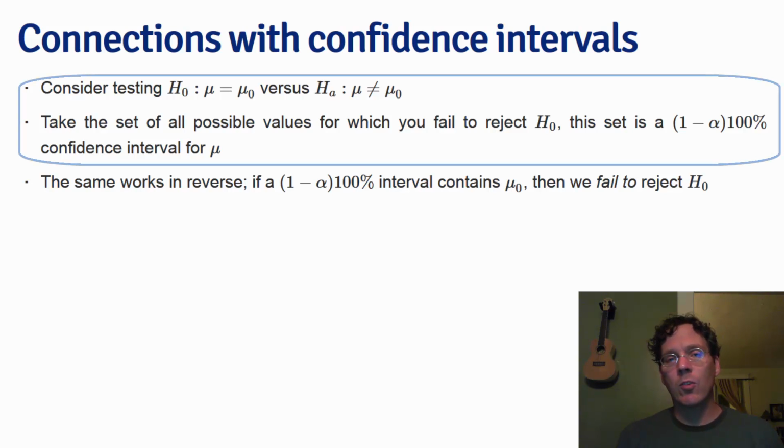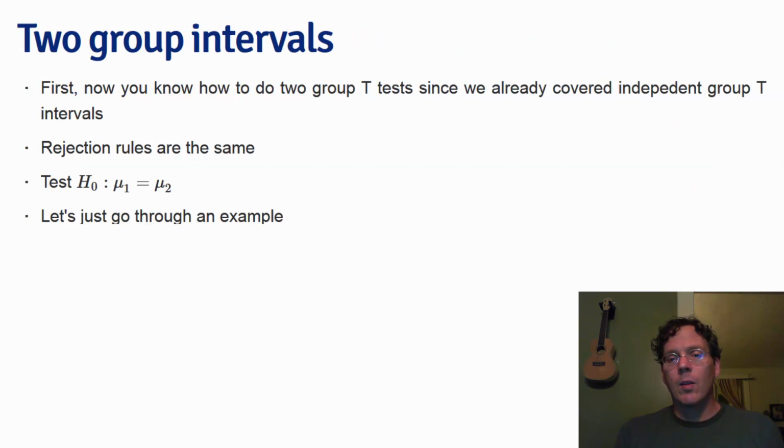This is stated here in this slide by saying the confidence interval can be constructed as the set of all possible values for which you fail to reject the null hypothesis.